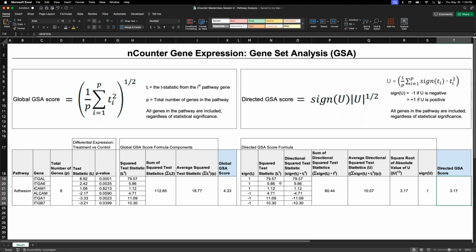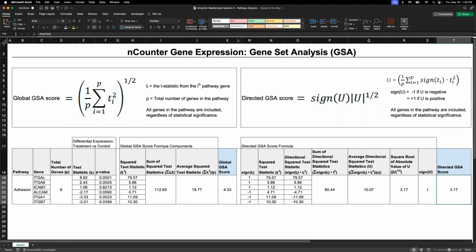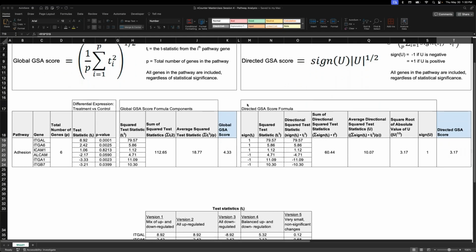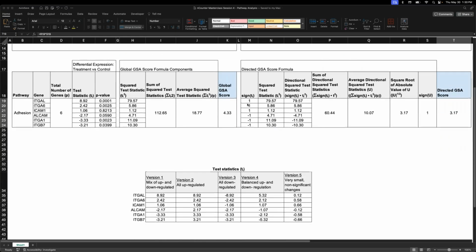So that's the math. Let me break down some additional scenarios here to illustrate how this is going to be interpreted. We're going to jump into the Rosalind platform because there's a lot of neat things I can show you there as well. But let me walk through a few scenarios here to illustrate how we can interpret these things.